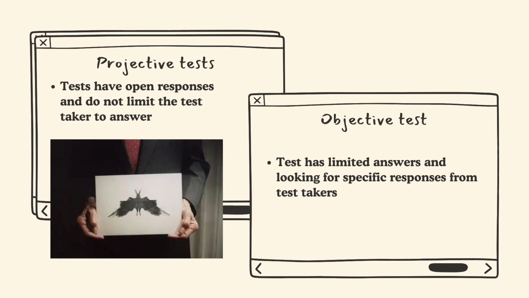There are two types of tests. The first one is the projective test. This is a kind of test that has open responses and does not limit the test taker in answering. So this can help us better analyze one's personality. An objective test is a test that has limited answers and looks for a specific response from the test taker.